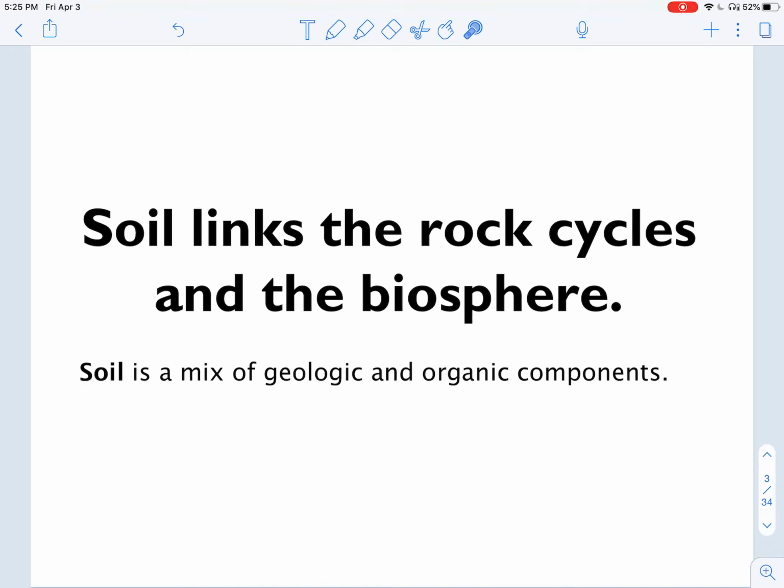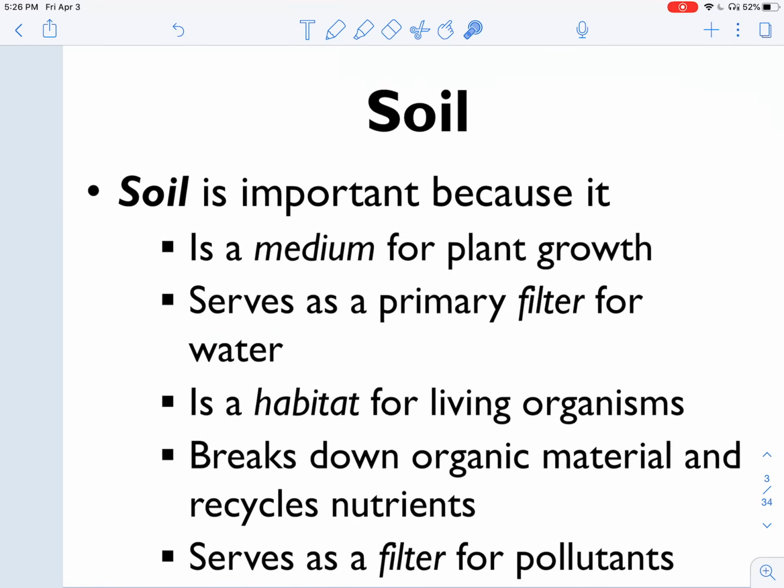So let's first talk about soil. And it really does link that underlying rock cycle with all the human biosphere. So it's like eroding those huge pieces of rocks into the pieces of rocks that we typically interact with, which is the smaller pieces of soil. And soil really is a mix of geological and organic components. So living and non-living. It's a mixture of those two, depending on the ratio. It's all mixtures, but different ratios.